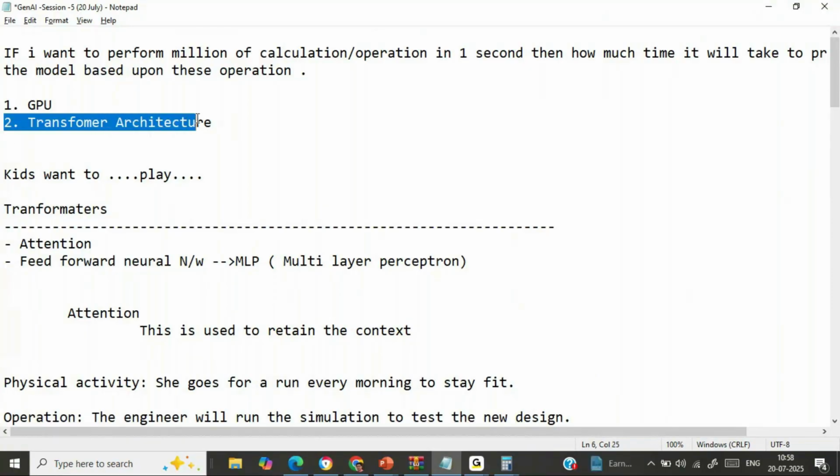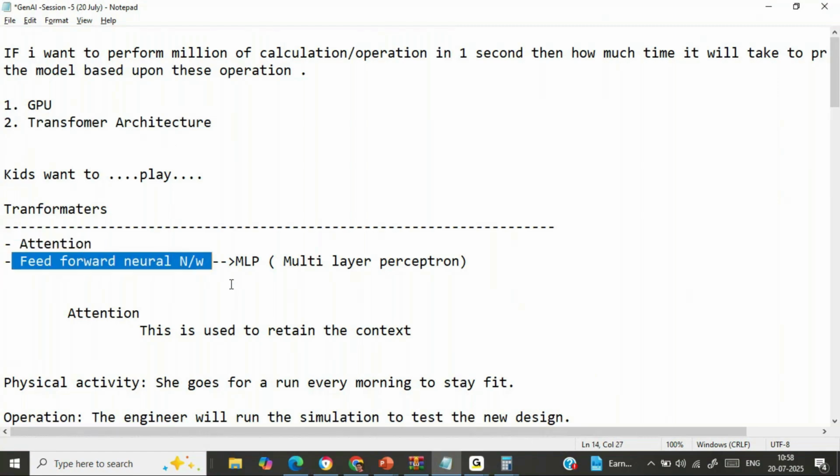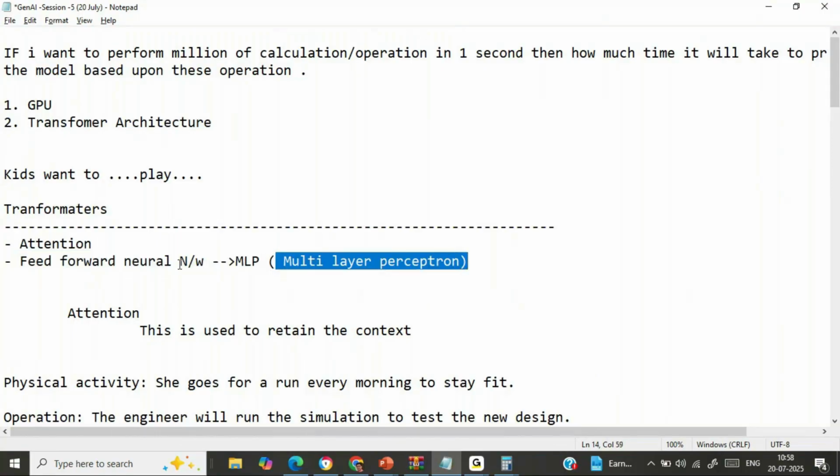Moving further, the transformer architecture. Gen AI is not possible without the transformer architecture, and over here things are happening in parallel. The calculations are happening in parallel instead of sequential. And what exactly is there inside the transformer architecture? There are two main things: attention and feed forward neural network. That is nothing but MLP, multi-layer perceptron.